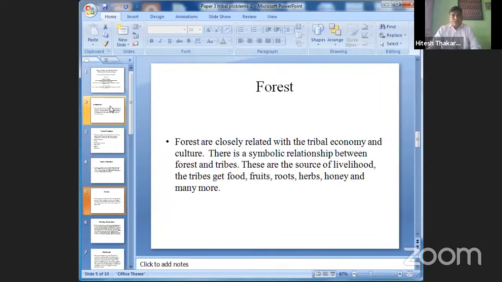Forest. Forests are closely related with the tribal economy and culture. There is a symbiotic relationship between the forest and tribals. These are the source of livelihood. The tribals get food, fruits, roots, herbs, honey, and many more.